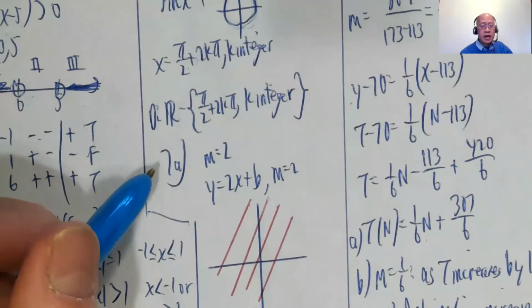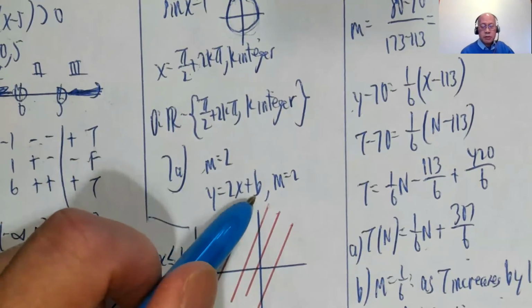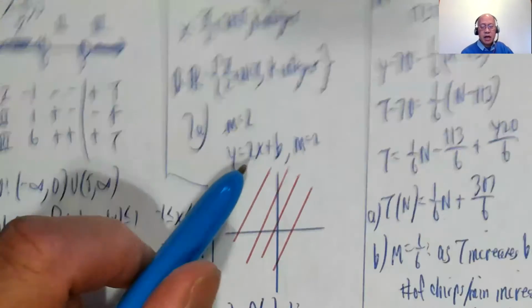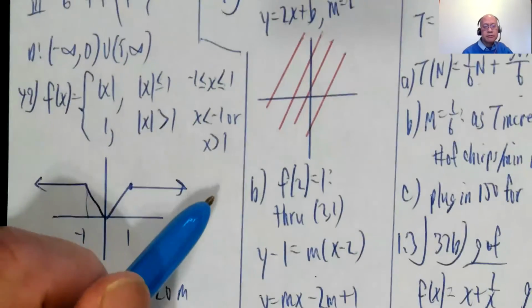Okay, 7a, slope is 2. So I'm just changing the b, y equals 2x plus b, where slope is 2. So here are some representative samples of those.